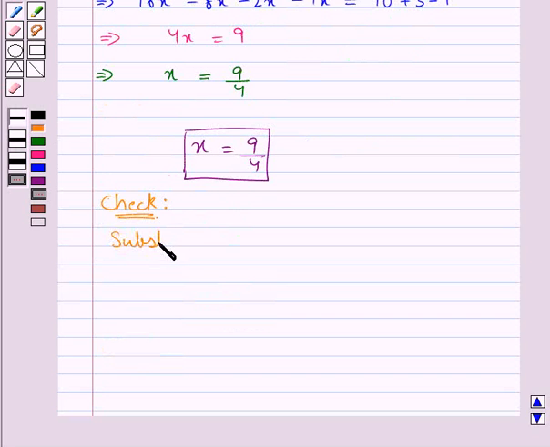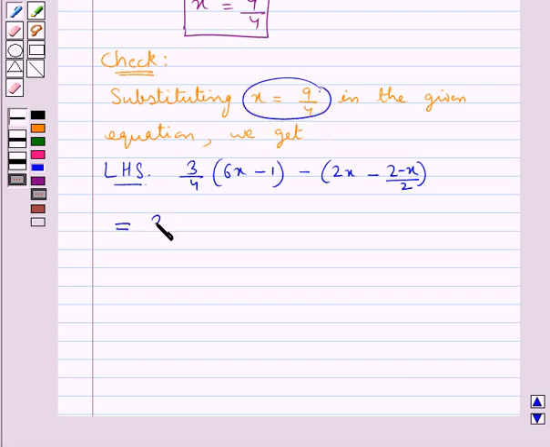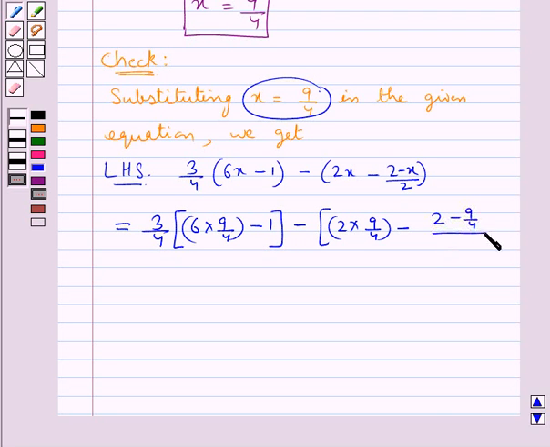Now, substituting x equal to 9 upon 4 in the given equation, we get, first let's see what would be the LHS. LHS is given as 3 upon 4 into (6x minus 1) minus (2x minus (2 minus x) upon 2). Now, we substitute x equal to 9 upon 4 in this. So, this would give us 3 upon 4 into (6 into 9 upon 4 minus 1) minus (2 into 9 upon 4 minus (2 minus 9 upon 4) whole upon 2).